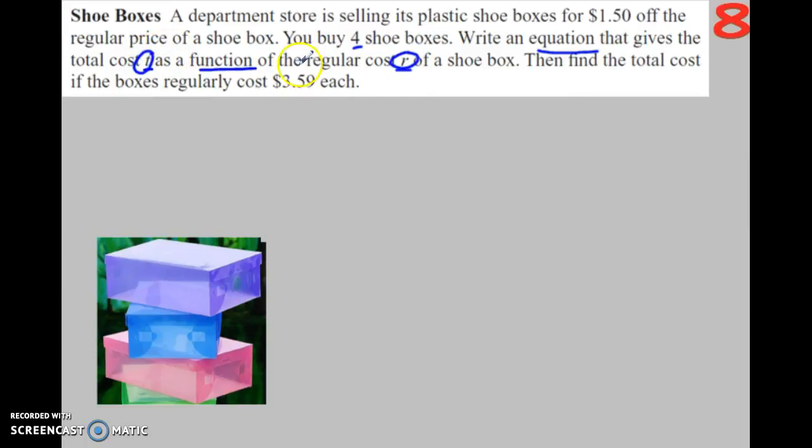So we know we're going to buy 4 shoeboxes. How much does each shoebox cost? Well, we know it's $1.50 off the regular price, and we know the regular price is the letter R. So 4 multiplied by $1.50 off the regular price would be the regular price minus 1.50. That has to give us our total cost, or T.